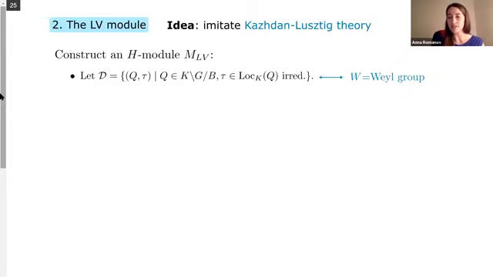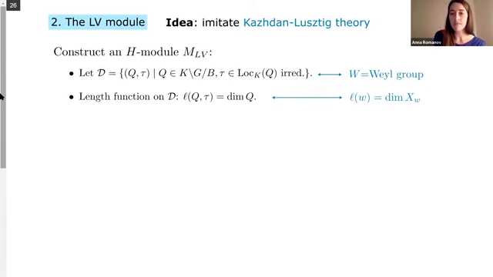Now, what I'm trying to do is build some sort of module that captures information about this multiplicity question that I introduced a few slides ago. And the idea for how to construct this is to imitate the classical story in Kazhdan-Lusztig theory. So we're going to try to construct a module for the Hecke algebra. And the starting place is we want it to have some basis that's parameterized by the simple objects. And this is going to correspond to the Weyl group. So this will be the collection I told you earlier of pairs of a K orbit on G mod B and a K equivariant local system on that orbit.